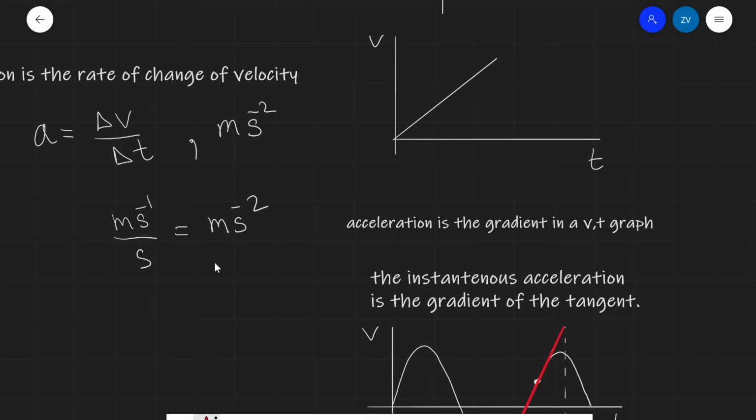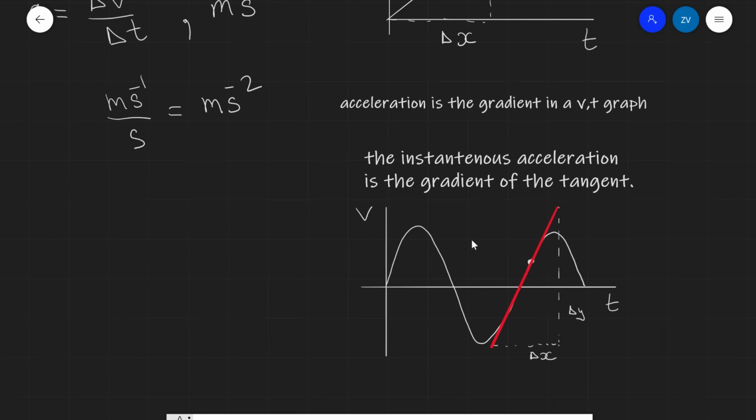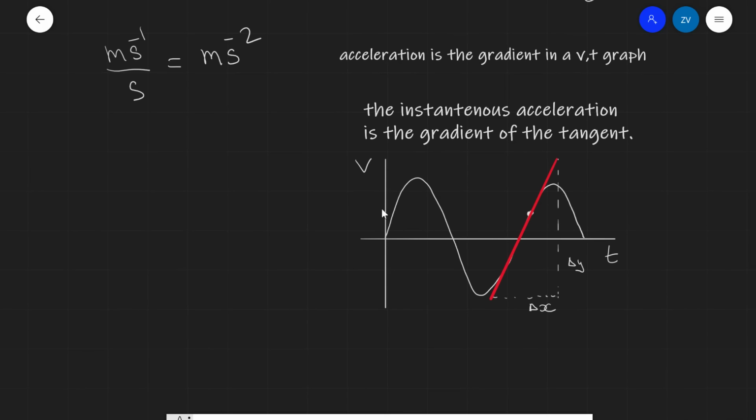So if I wanted to find the gradient of this line, I would do a large gradient triangle, and then I would calculate my delta y, then I'll calculate my delta x, change in y, which is v, divided by change in x, which is t. This is my acceleration.